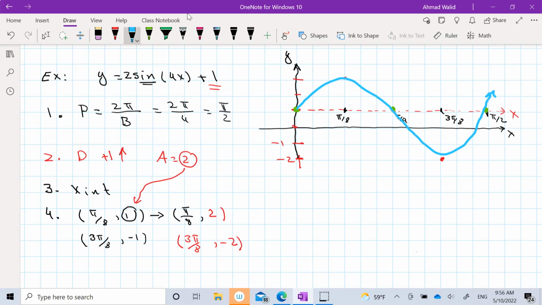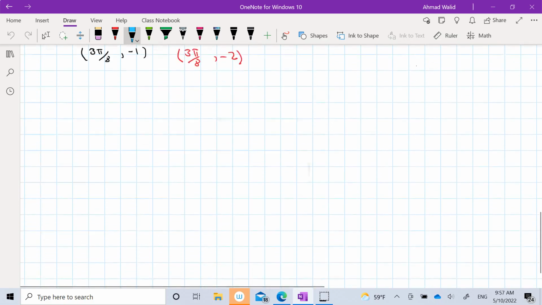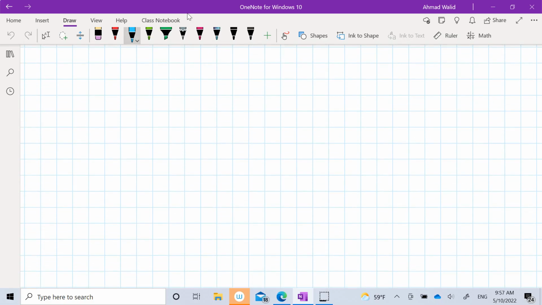If it's sine, the x-intercepts are at the ends and center, and if it's cosine, the x-intercepts are at quarters. Key points for the sine are at the quarters. Key points for the cosine are at the ends. Then connect those points. You can graph it easily. Correct? I will show one example of cosine also for you.